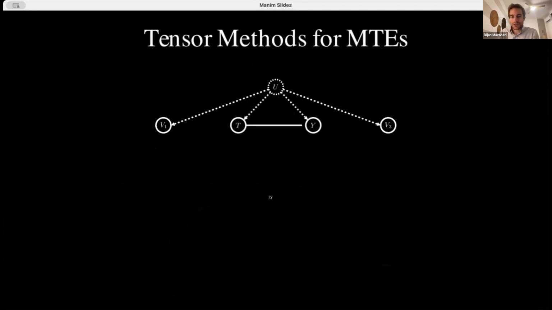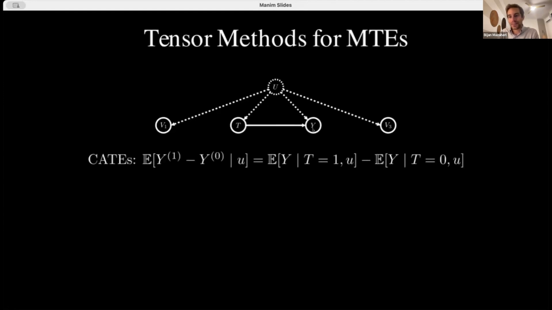So how can we apply it to mixture treatment effects? Well, the first insight is, if we turned one of those variables into a tuple that included the treatment and the outcome, then we could just solve for the within component distributions, and we could get the conditional average treatment effect conditioned on U, just as one of our outputs for this tensor decomposition.